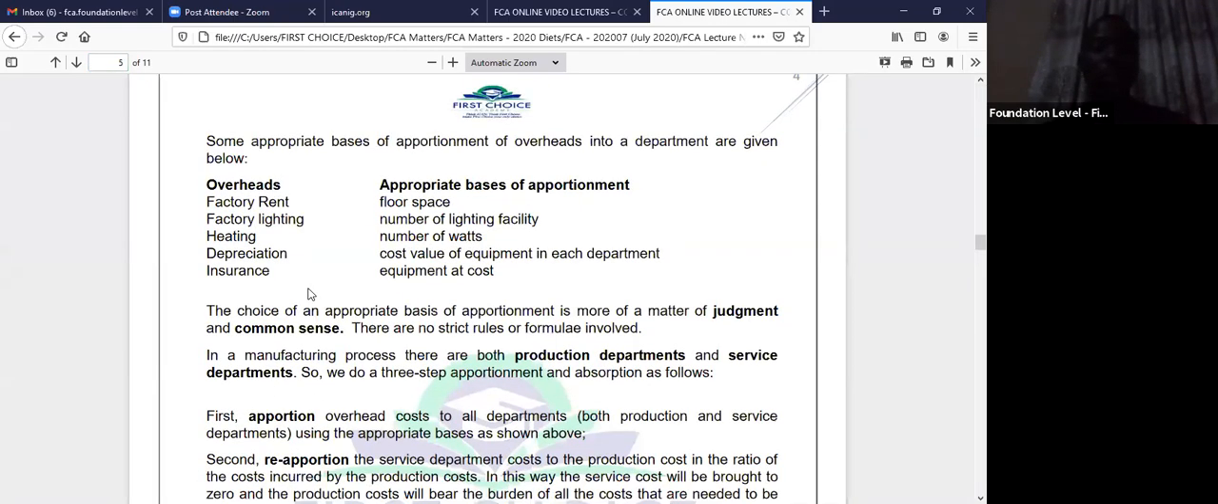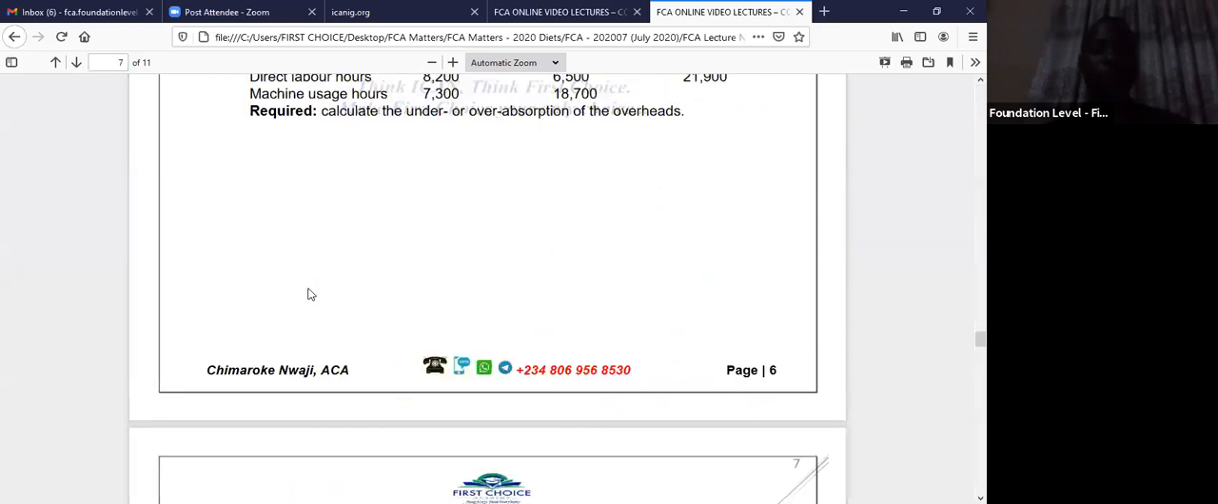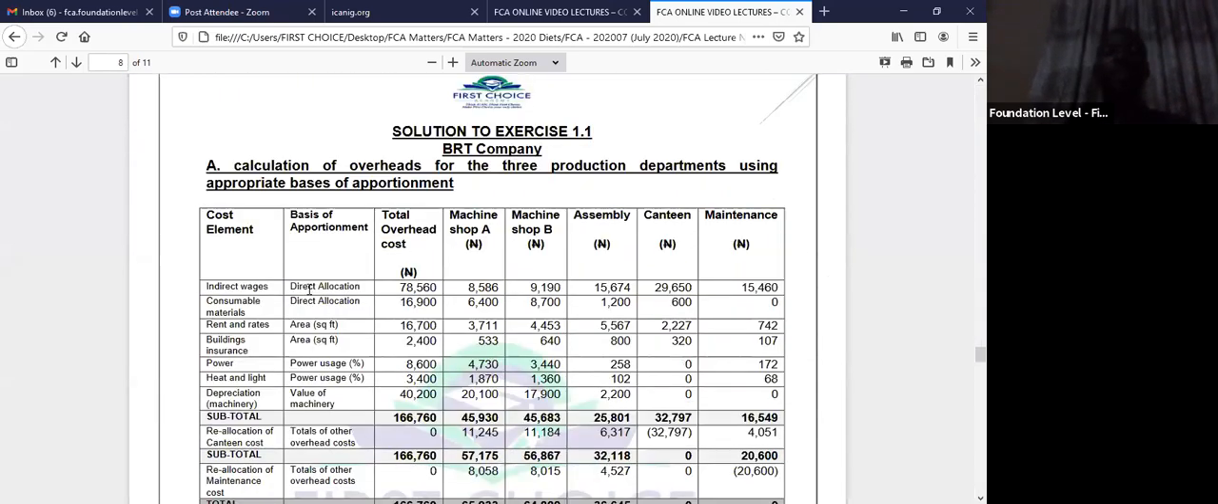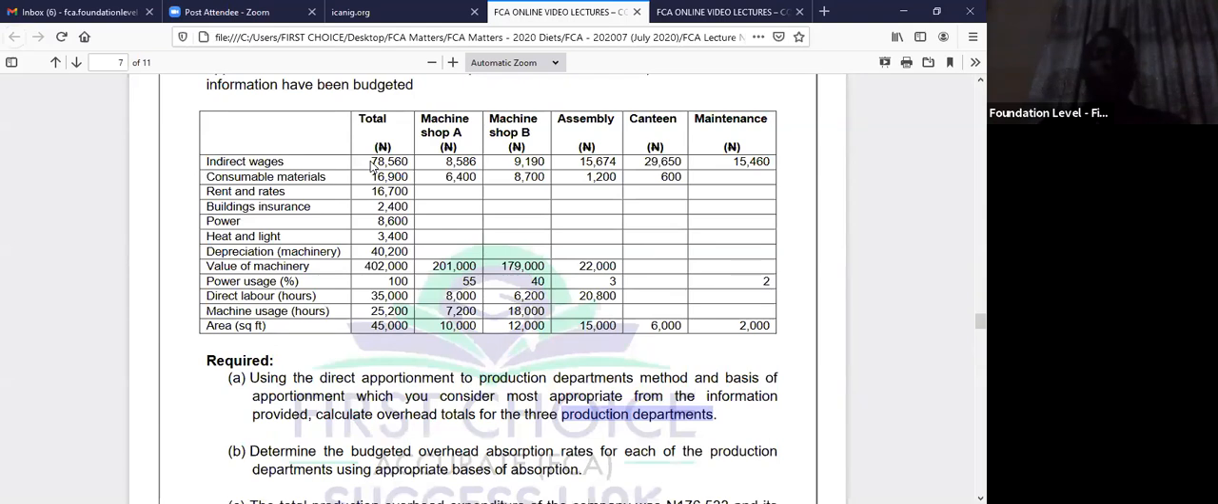Okay, so let's go to the solution. Let's get down to business of the solution. All right, now look at the solution with me. So this is what we do. Remember in the question, this indirect wages has already been allocated. That is what we mean by direct apportionment to production department. It has been directly apportioned.